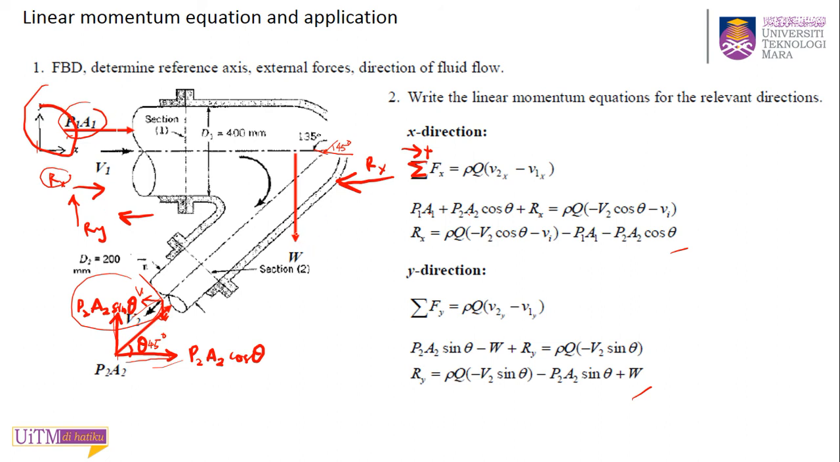But for W, you cannot. W is always acting downwards. You cannot label this W as upward. Always downward. And P1A1 is always to the right because it enters this pipe, and P2A2 is always acting against this. That's why the arrow should be inside the pipe. So that's why you have this arrow for P2A2 to the right and upward.